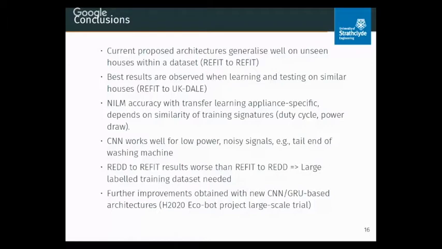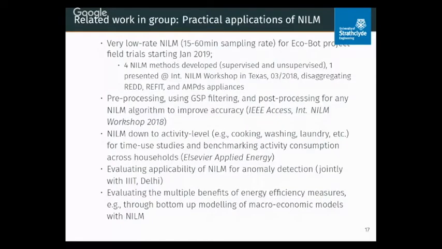So we're doing more work now for the H2020 EcoBot project, which is our large-scale trial. We've got upgraded networks from this that aim for a different target variable for the neural networks, and yeah, we think it's going to go pretty well. Other stuff that our group's working on, we're doing very low rate NILM, so that's the EcoBot project. We're doing 1 to 10 seconds, and then 15 minutes, 30 minutes, and 60 minutes as well. And we have field trials starting in January of next year.